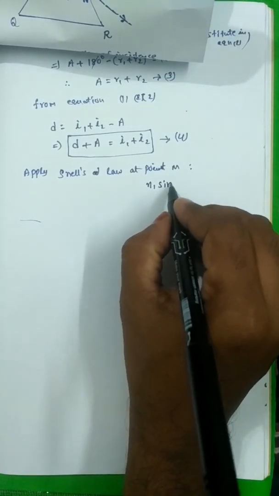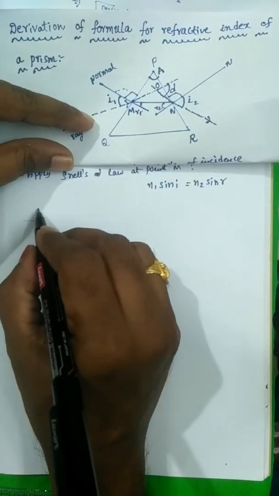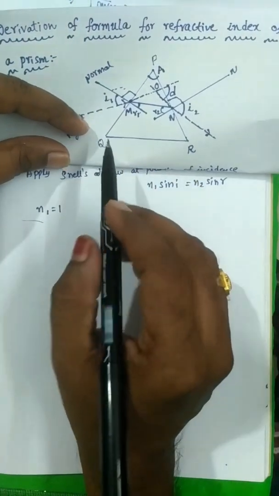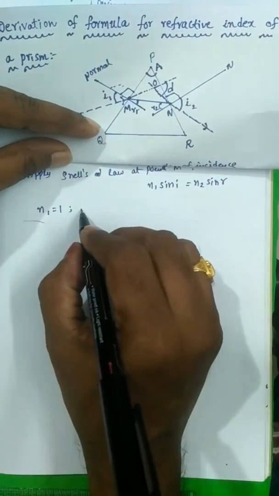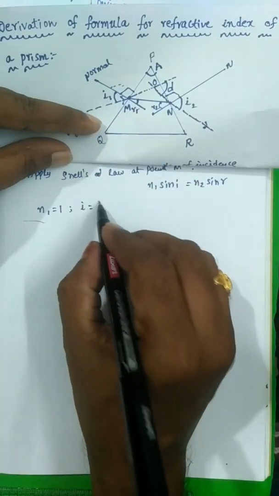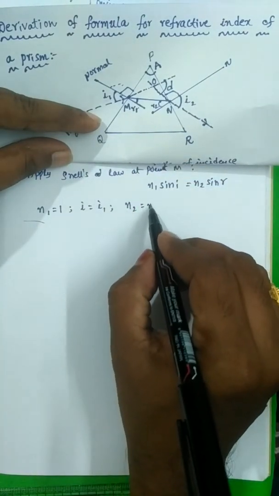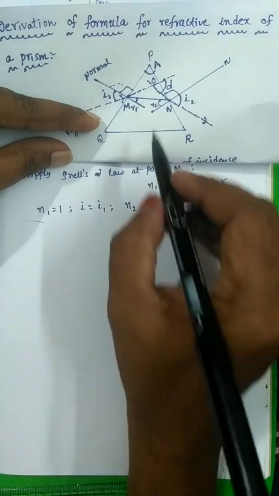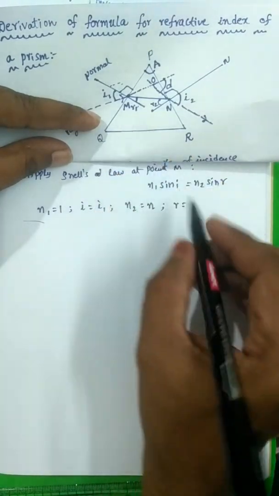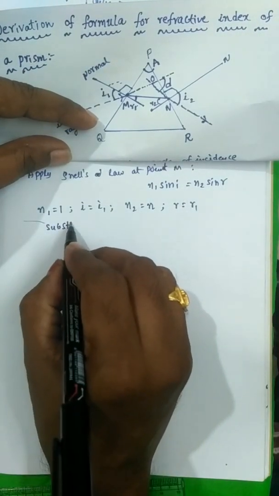Snell's law is n1 sine of angle of incidence equals n2 sine of angle of refraction. Here n1 means the refractive index of the medium, the air, that is 1. The angle of incidence here is I1. And n2 is the refractive index of the medium, here the refractive index of the prism, which I am calling n. And sine r, the angle of refraction, is r1.